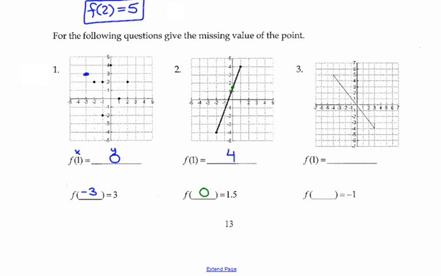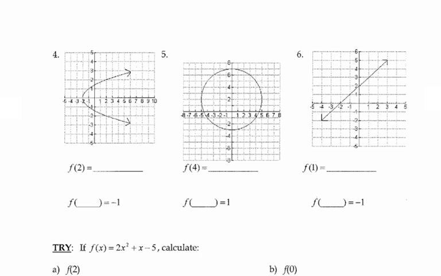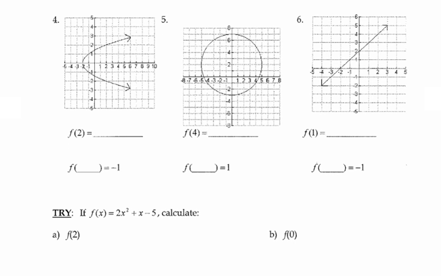Next guy, f of 1. So when x is 1, what's y? Negative 1.5. Okay, and last, when they give us y is negative 1. So y is negative 1 here. What's the value of x when y is negative 1? 0.5. Okay, moving on. Want to try this one on your own?